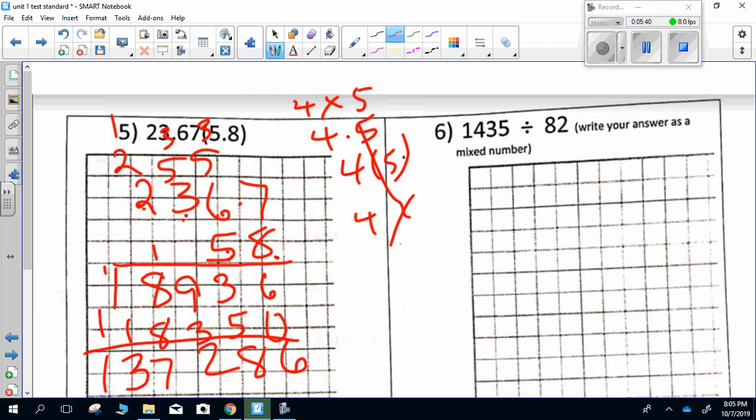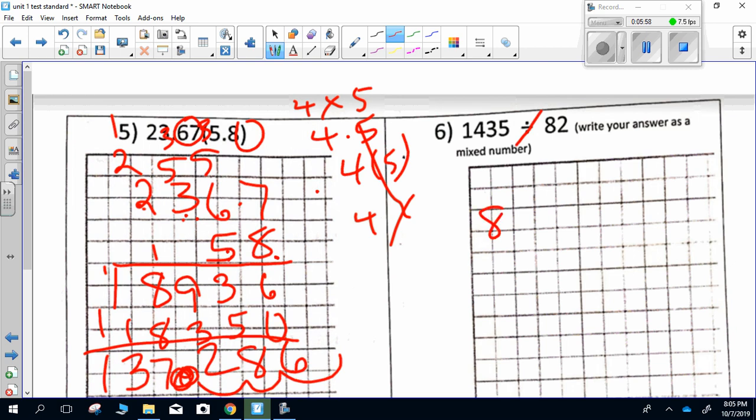Now I count. In my original problem, I had 2 decimal places here and 1 here. 2 plus 1 is 3, so I count in 3, 1, 2, 3. Put my decimal point right there. 137 and 286 thousandths.